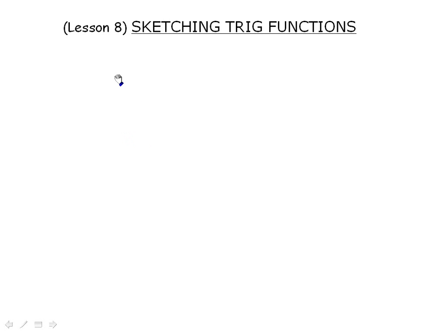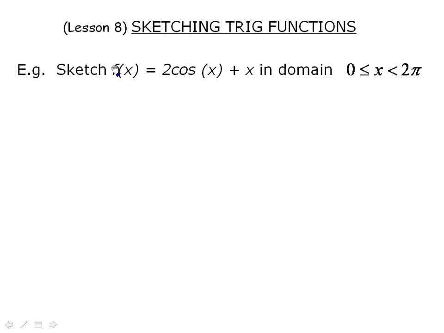Welcome to Math 31. This is a lesson on sketching trig functions. It doesn't introduce an awful lot of new concepts, but we do take the graphing things that we've done before and then apply them to trig functions. So to start it off, take a look at a function like this.